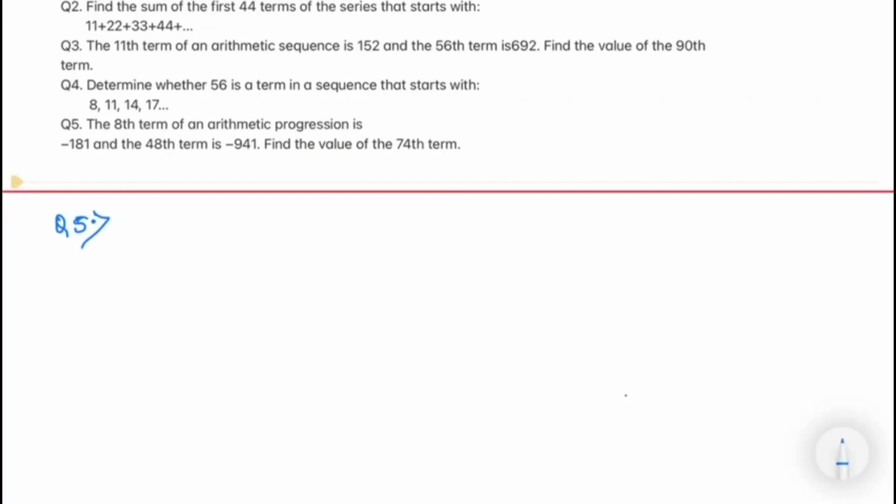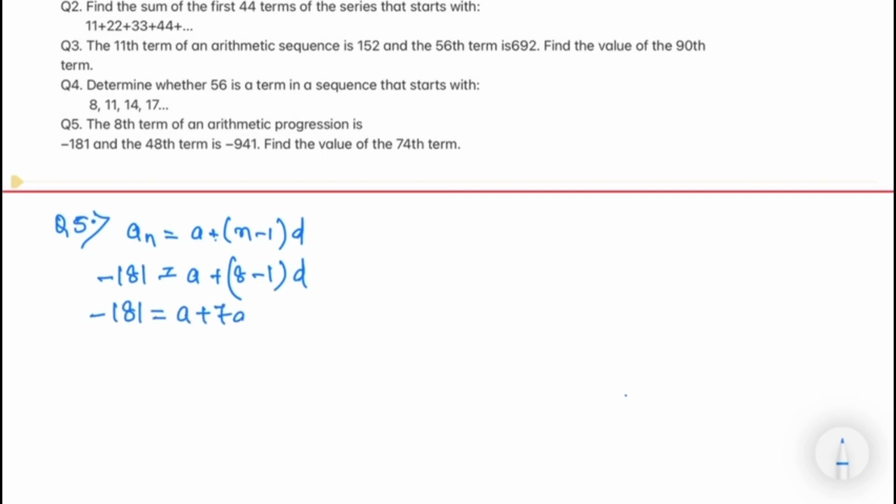Okay. So it's written that, again we'll use the same formula, an equals a plus n minus 1 d. A we don't know, plus n. N is how much? 8 minus 1. D we don't know. And our an was how much? For the 8th term, the arithmetic progression was minus 181. Okay. So the equation will be minus 181 equals a plus 7d. This is our first equation.